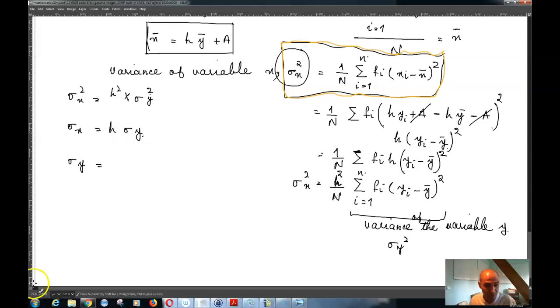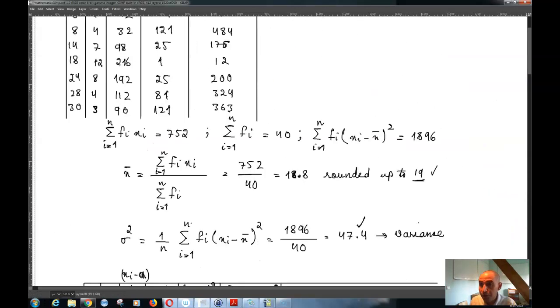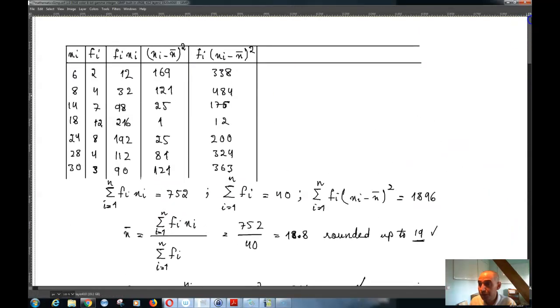Okay, so now there is a couple more things that we need to do here. Actually, I don't like to go through this algebra one more time, but now that we have come so far, let's finish it. So now the standard deviation of the variable x is h times the standard deviation of variable y, right? So let me find some more space here.